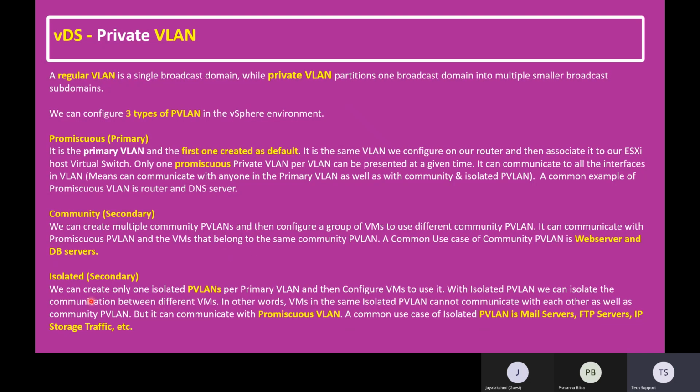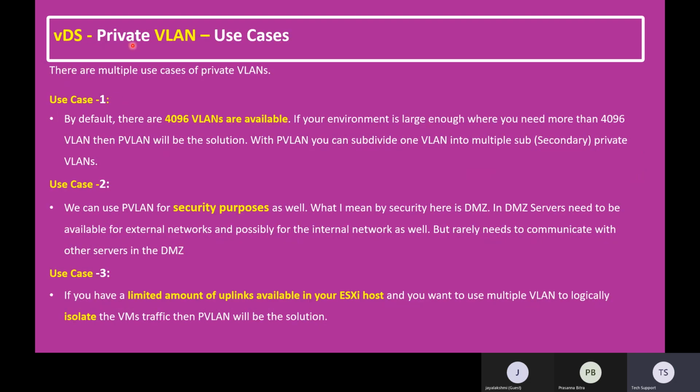Let's move on to the next slide, which is for private VLAN use cases. In which scenario will we use private VLAN? Even if anyone asks for vDS use cases, you can explain all our previous features as use cases, and specifically for private VLAN these are the three use cases. A use case means: what is the benefit of using a private VLAN? Let's try to understand the three main benefits.